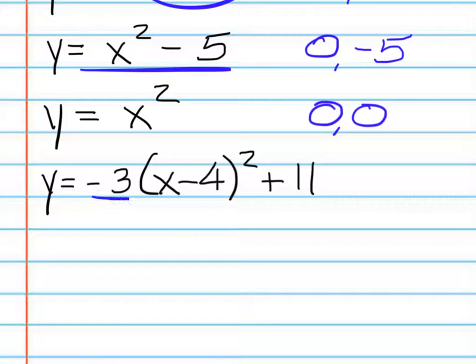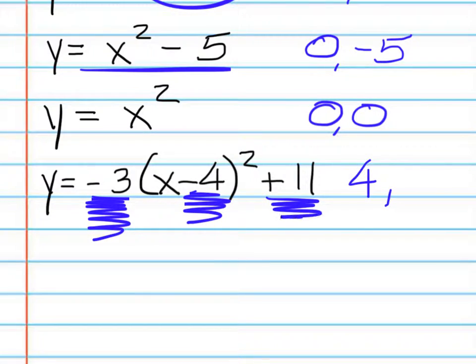Even if you have a number out here to the left of the parentheses, you still do this the same. Opposite of that number is 4, and then keep that number the same.